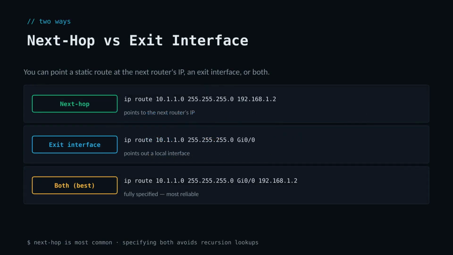Now, that direction part has a bit of flexibility to it. You can point a static route at the next router's IP, like we just saw, or you can point it out a local exit interface, something like GigabitEthernet0/0, telling the router to just send packets out that physical port. And there's a third option that's actually the most robust: specify both. That fully specified form skips what's called a recursive lookup, where the router has to first figure out how to reach the next hop before it can forward the packet. In practice, next hop alone is the most common style you'll see, but knowing all three gives you options.